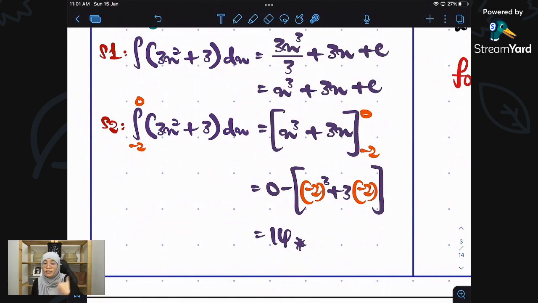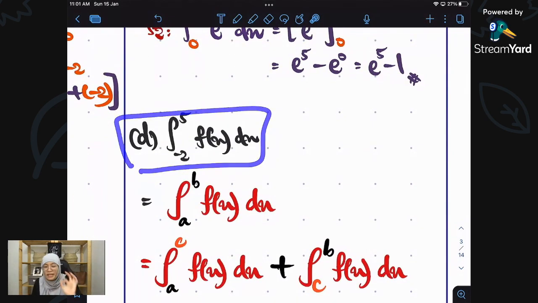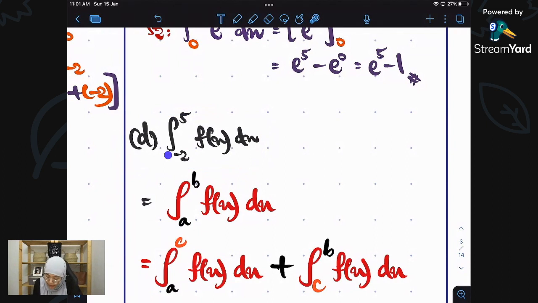I want you to try this on your own without seeing my video here. Stop the video, pause the video for a moment, solve this by yourself. Okay? And then question D. So question D is a bit different because this is -2 until 5. Okay, so if you look here, this is quite familiar.